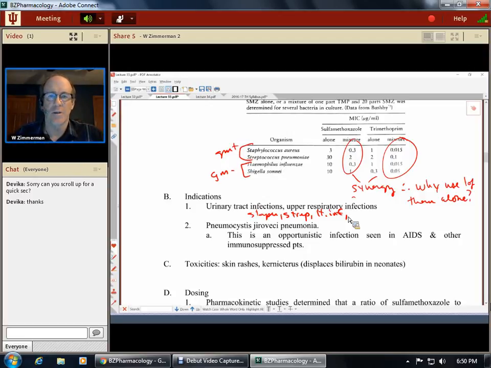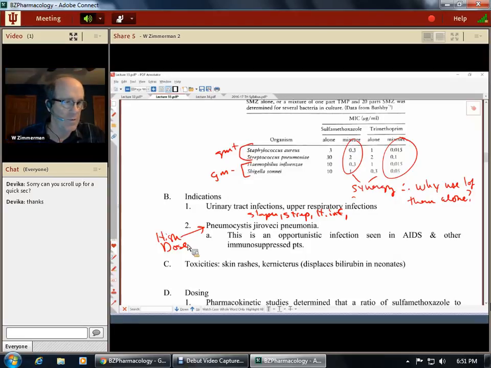So occasionally, quite effective. This is much different. I would not test you guys on that, but it's high dose. When you're going after that protozoa, it's a much different dose. But toxicities are mostly due to the sulfa. Again, it's the skin rashes and the kernicterus and the bilirubin displacement.